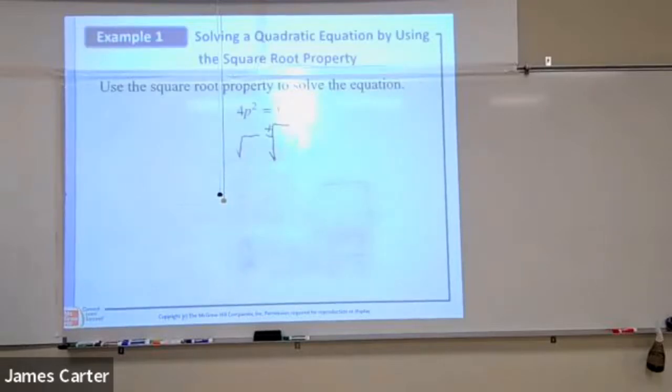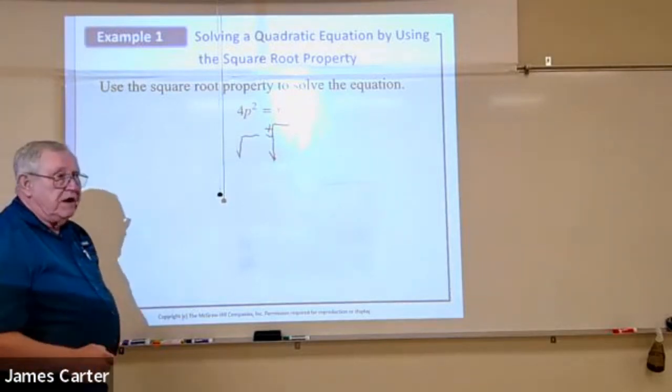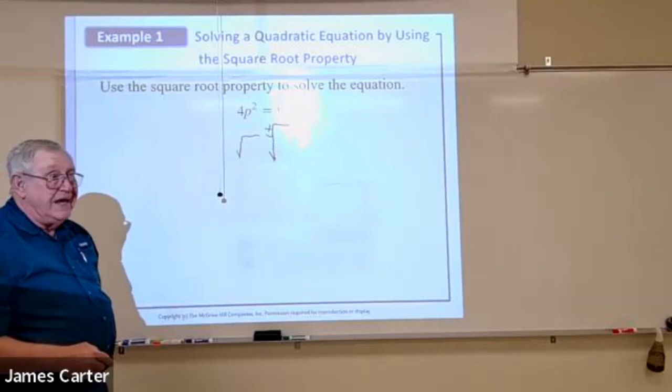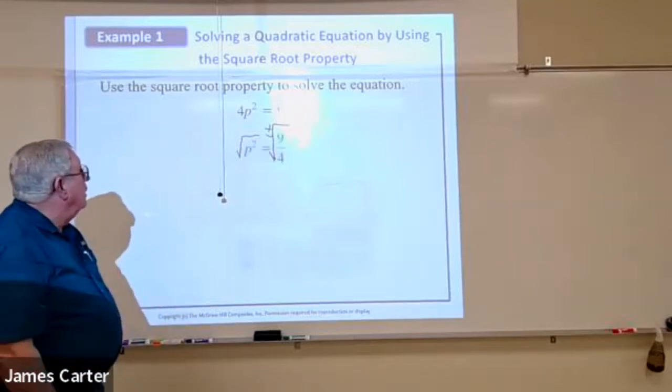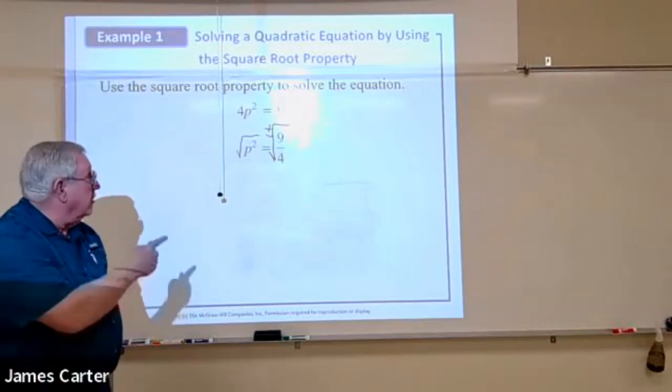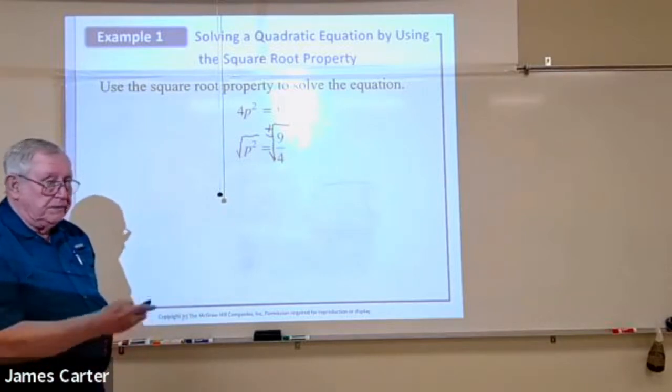Okay, so let's look at this one. Use the square root property to solve this equation. 4p squared equals 9. Now, technically, we could divide both sides by 4, but it's not to our advantage because I really don't want to have 9/4, although I can. And they did. I'll work it without doing it this way in a moment.